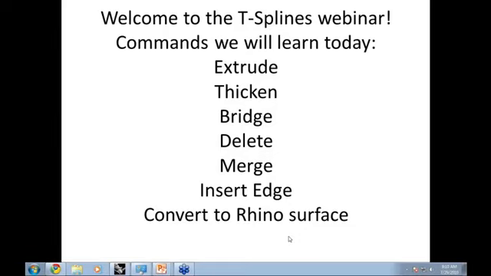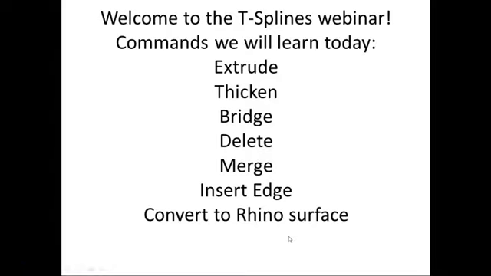We'll be focused overall on two key thrusts. First, using T-Splines to design while you model, and second, how you can use T-Splines to create nice blends and transitions. We'll be learning these commands: the extrude, thicken, bridge, delete, merge, insert edge, and convert to Rhino surface command. Just by understanding how to use these few commands, it really opens up the way that you can use T-Splines as a powerful tool to save time and more quickly create free-form, flowing organic designs.